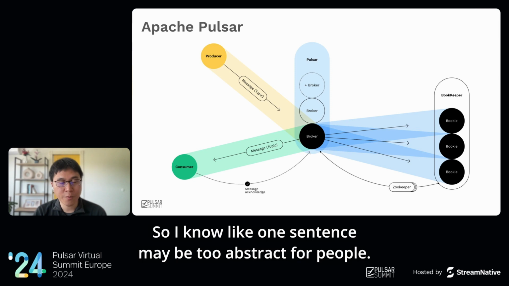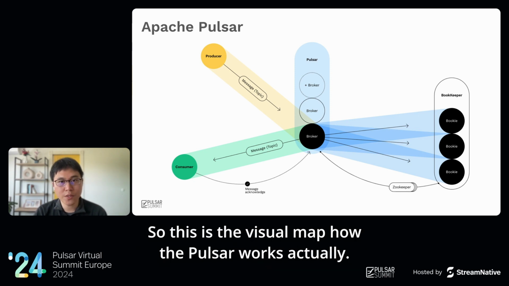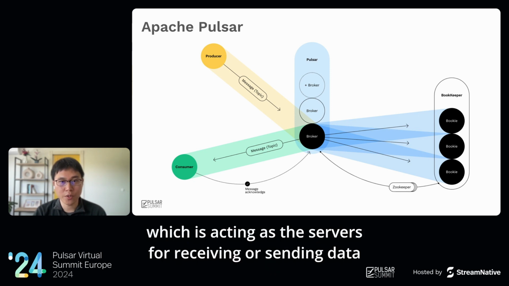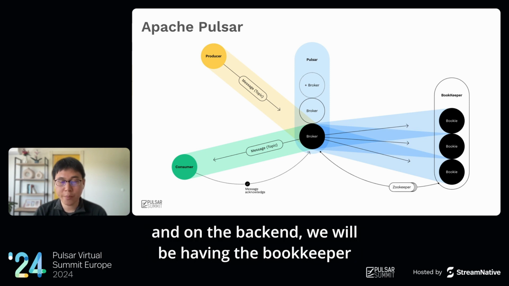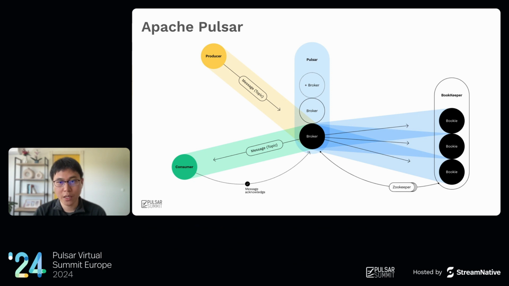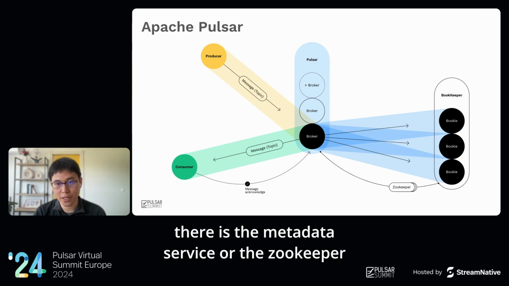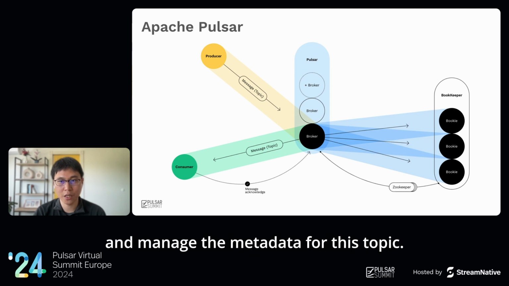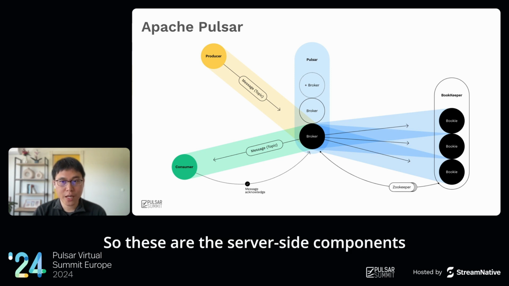I know one sentence may be too abstract for people. So this is the visual map of how Pulsar actually works. We will have Pulsar brokers in the middle, acting as the servers for receiving or sending data. And on the back end, we will have the BookKeeper, or bookie, to persistently store the data received by the broker. And then also, of course, there is the metadata service, or ZooKeeper, for coordinating all these things and managing the metadata for the topics. So these are the server side components.